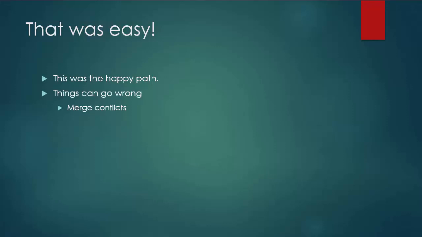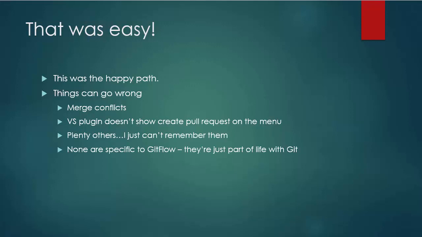Yeah, that was pretty easy, right? Cool. So that was the happy path. Things can go wrong. We get merge conflicts that just have you scratch your head wondering what the blazes just happened. Sometimes the VS plugin doesn't show the create pull request on the menu, so then you're having to go to the portal, and it's a pain in the neck. But they're not specific to GitFlow. These are things that just happen with Git when you've got a lot of people working.